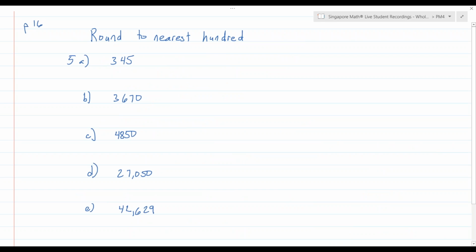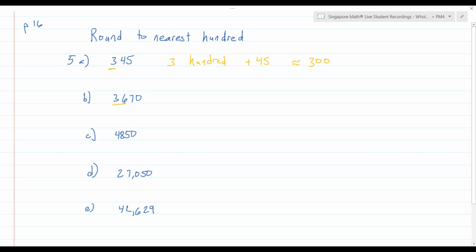So page 16 gives us some more problems to practice rounding to the nearest 100. There's a picture in the textbook that helps you to do that. So I'll let you look at the textbook for the picture. I'll talk about it in terms of just hundreds. This is 300, and in addition to that, there are 45. That means you're closer to 300 than 400. So rounding to the nearest hundred means it's going to be about 300.